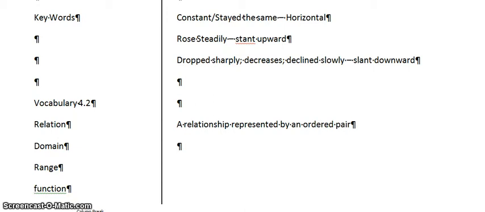Remember, domain is your x value of a relation. Okay? Your domain is going to be your x value, or the first coordinate.